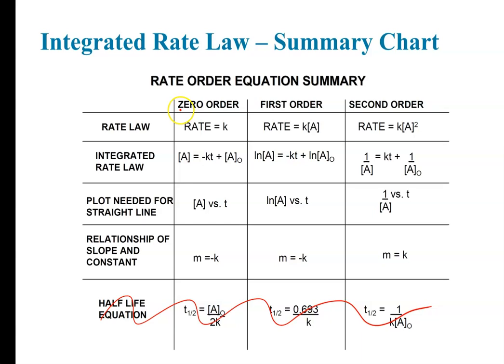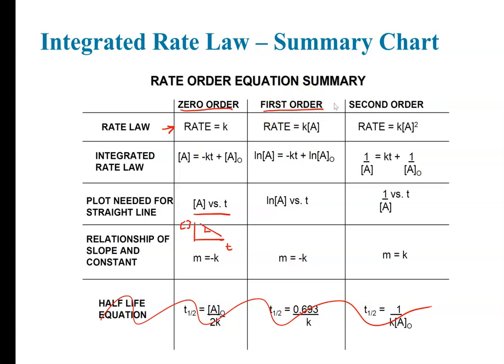If I have a zero order reaction, the differential rate law would look like this: the rate would equal k. Written in integrated rate law form, it would be the concentration of A equals negative kt plus the initial concentration of A. The straight line plot that would identify it as a zero order reaction would be the concentration of A versus time. And the slope of that straight line, if it were zero order, would be negative k.